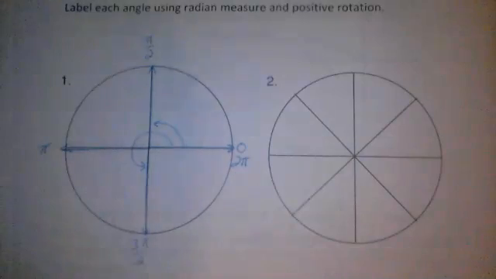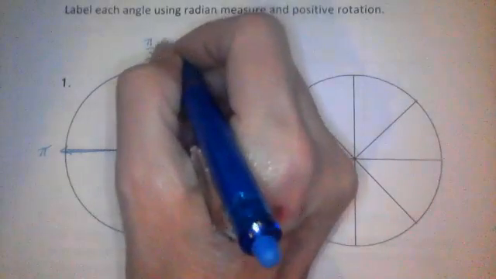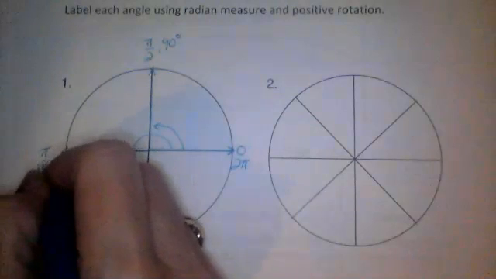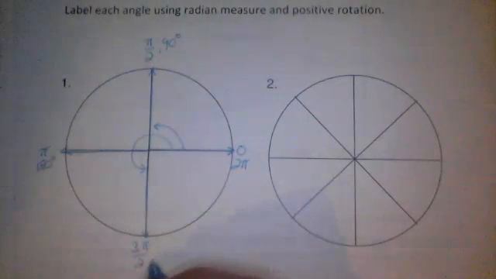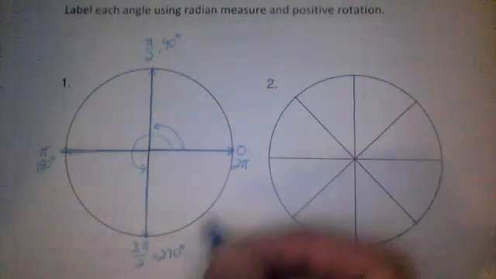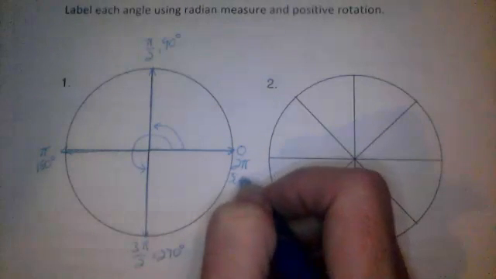All right. So pi halves is 90 degrees. Pi is 180 degrees. 3 pi halves is equivalent to 270 degrees. And then 2 pi is 360 degrees.